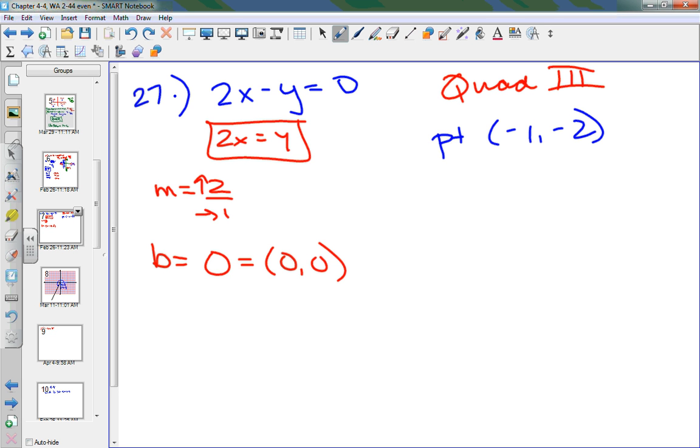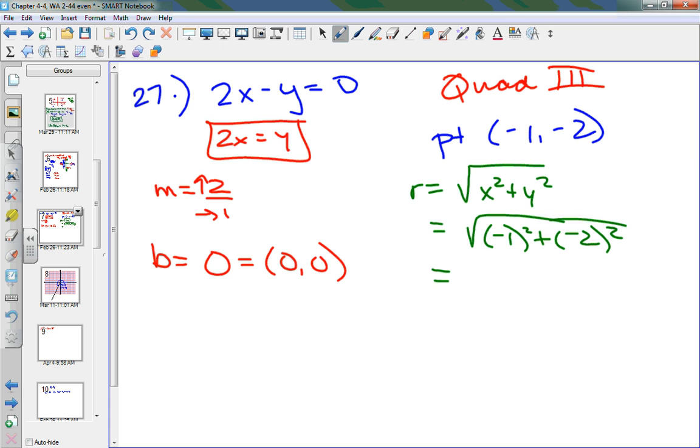Now, after I've chosen the point negative 1, negative 2, I have to find my 6 trig functions. How do I go about doing that? I have to find the radius first. So if I have to find the radius first, r is equal to the square root of x squared plus y squared. So that's going to give me negative 1 squared plus negative 2 squared. And that's going to give me 1 plus 4, which is going to be the square root of 5. Can I find my 6 trig functions now? Can I? I absolutely can.